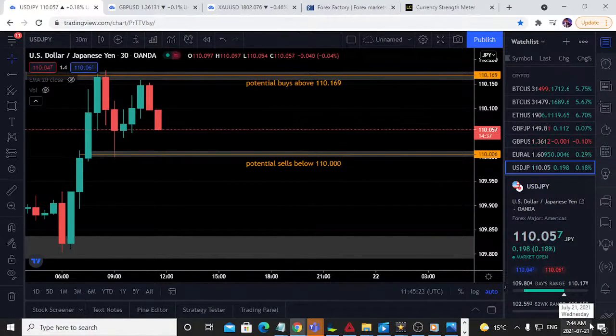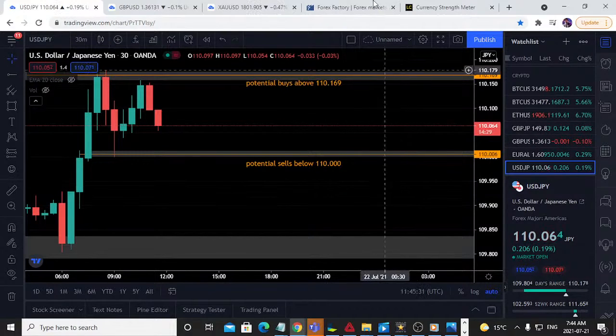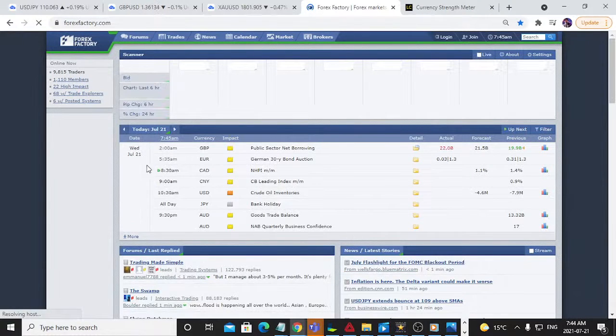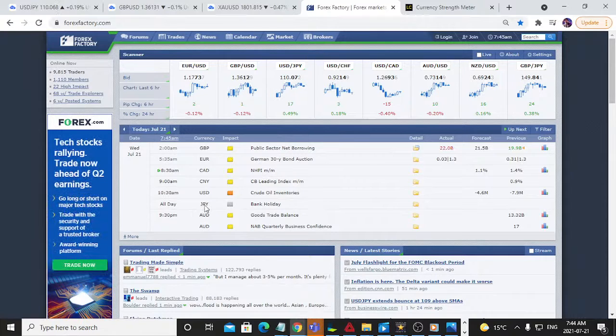Oh, okay, so price is returning to this low, but we have the New York Open in 15 minutes. I am not going to open up anything. Let's check out the news. So here we are, Wednesday, July 21st. We have a bank holiday. No wonder USD JPY is not moving.